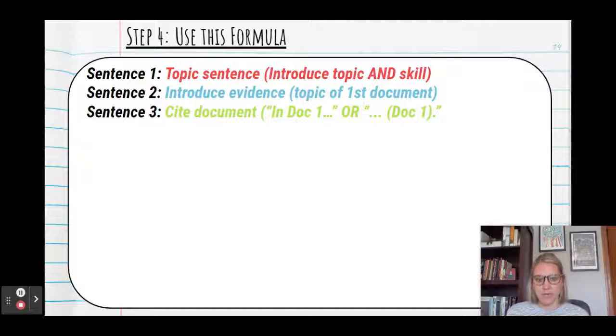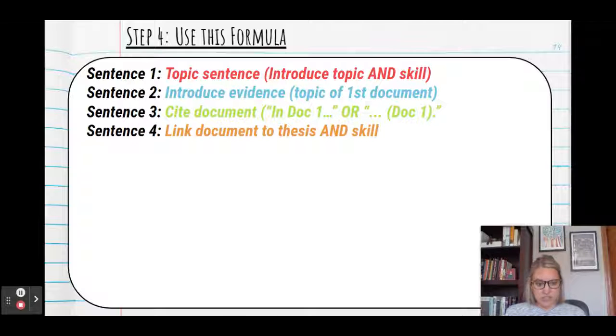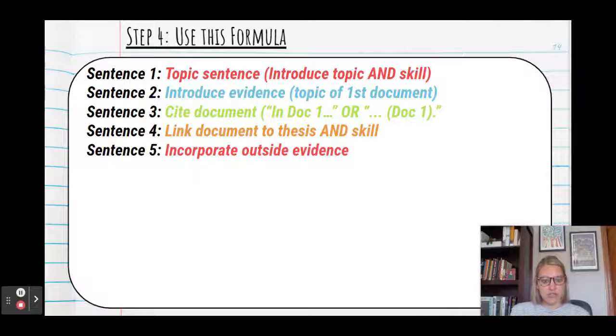Include some actual information from this first document. It's obviously not necessarily document 1. The first one you might reference could be document 5. Then, this is important. A lot of students don't do this. They just kind of go from evidence to evidence to evidence, but you want to link the document to the thesis and the skill. Reinforce what this is showing about changes in demographics. Now, sentence 5, I encourage you to incorporate outside evidence. This isn't necessary. This can actually happen at any point in your body paragraph. I just think sometimes it provides a nice link between the 2 documents that you're citing in your body paragraph.